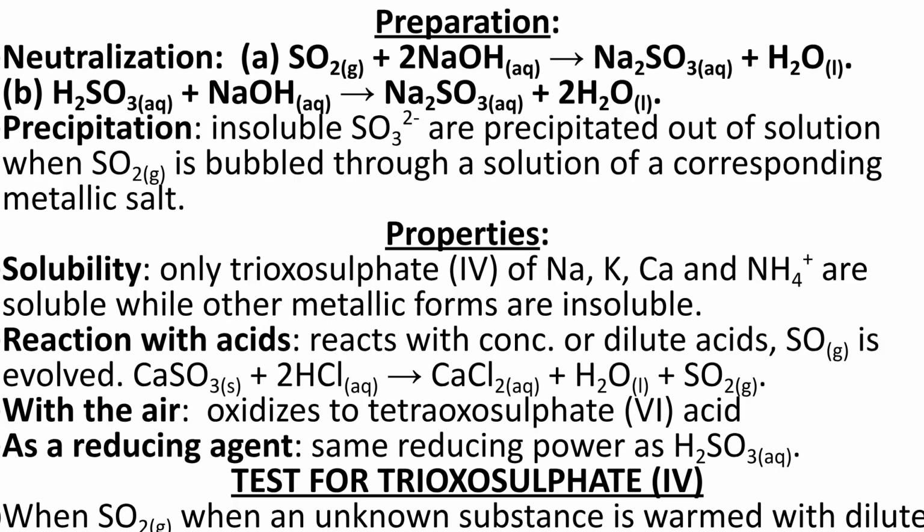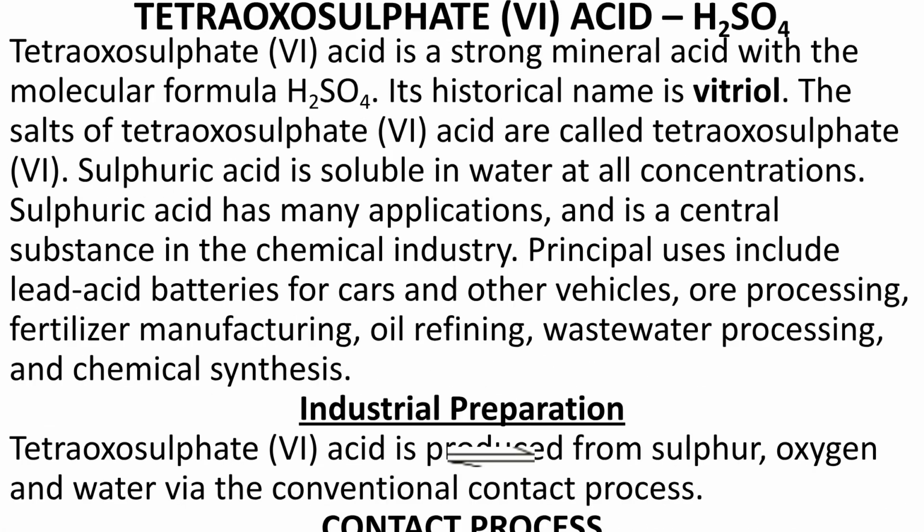Trioxosulfate IV can be prepared through neutralization or precipitation. It has properties like limited solubility for metallic forms and reacts with acids to evolve SO2. It also acts as a reducing agent. To test for trioxosulfate IV, warming an unknown substance with dilute acid indicates its presence by evolving SO2. Alternatively, adding barium nitrate forms a white precipitate that dissolves upon adding dilute nitric acid.